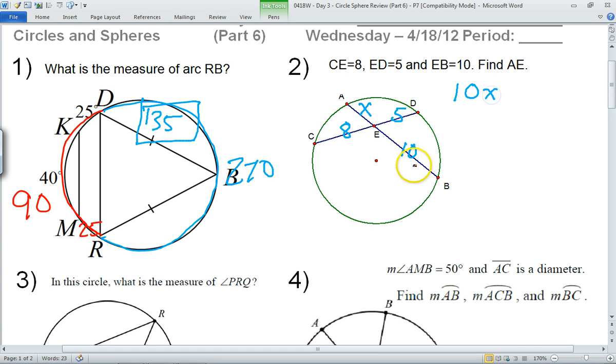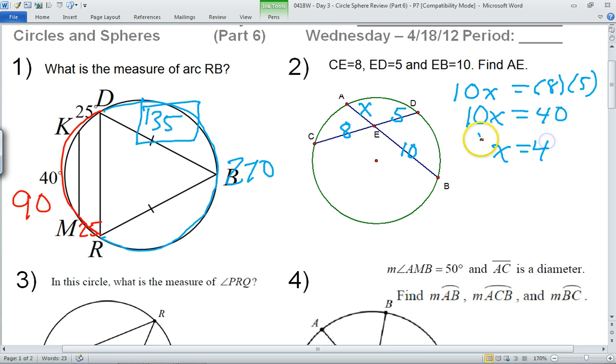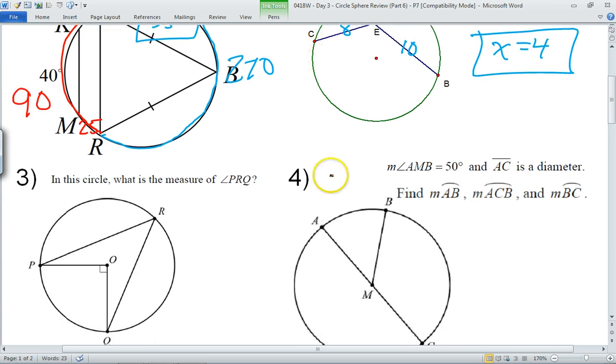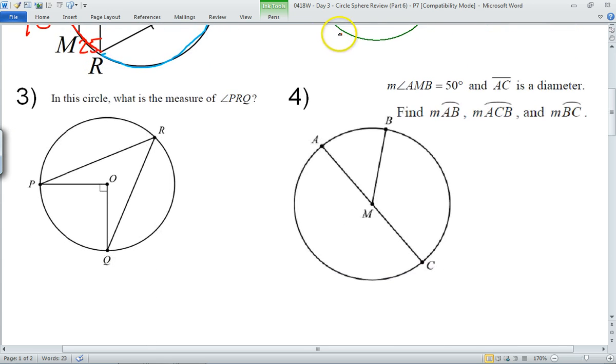So 10x should equal 8 times 5. So, of course, that means 10x is equal to 40. So x is equal to 4. Any questions on number 2? No, sir. Okay. Moving on to number 3.